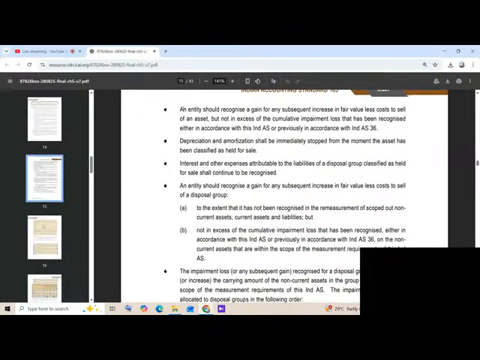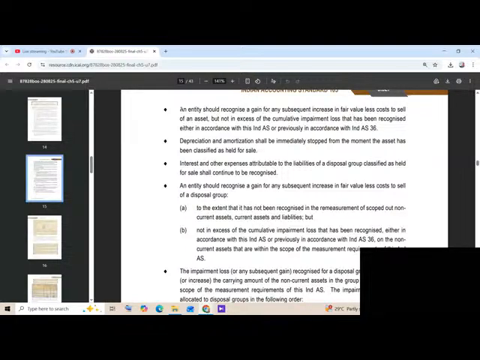An entity should recognize gain for any subsequent increase in fair value less cost to sell of an asset, but not in excess of the cumulative impairment loss that has been recognized either in accordance with this Ind AS or previously in accordance with Ind AS 36. Depreciation and amortization shall be immediately stopped from the moment the asset has been classified as held for sale.